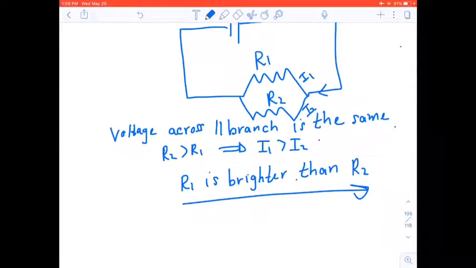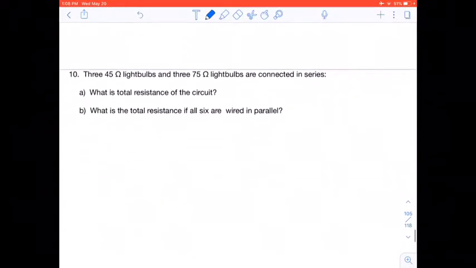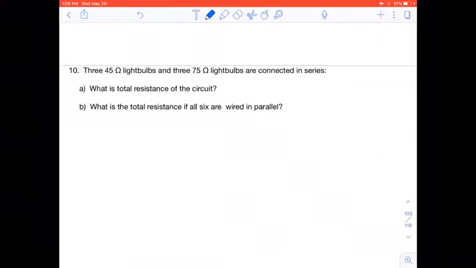Okay. Now, if we look at the next one, it says we've got 45 ohm light bulbs and 75 ohm light bulbs, and these are connected in series. So what is the total resistance of the circuit? Right? What is the total resistance of the circuit?